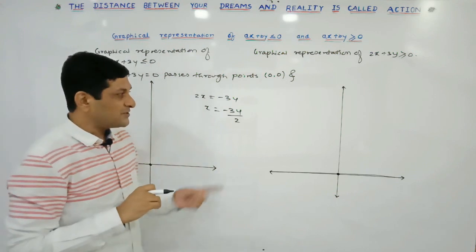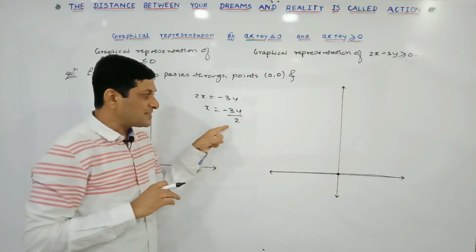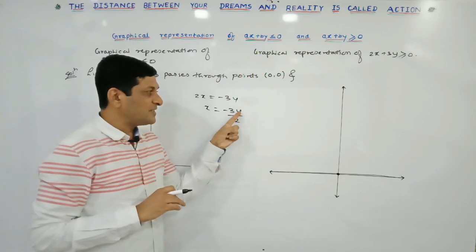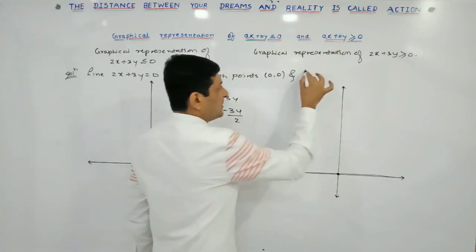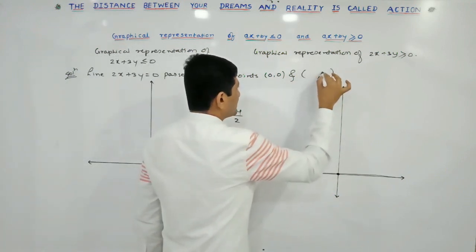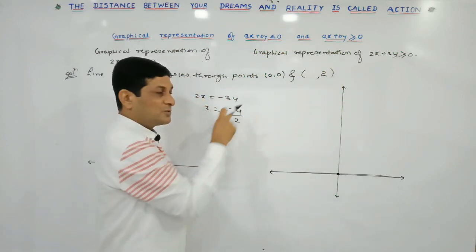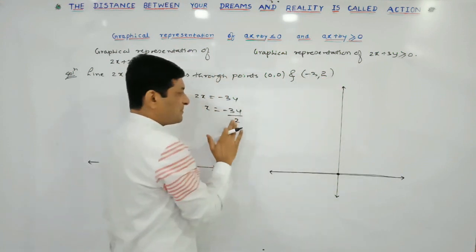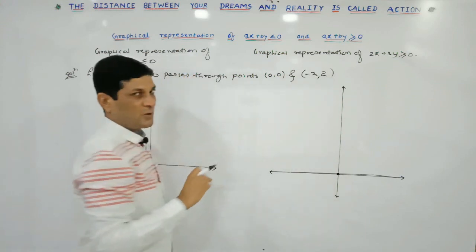To avoid the fraction, substitute such a value of y so that it gets cancelled with this number in the denominator. So if I substitute y equal to 2, the 2 will get cancelled, and we will get x equal to minus 3. That's why we are substituting y equal to 2 here. What value of x are we getting? Minus 3. Remember that this will be our rough work. In this way we have got the coordinates of 2 points on this line.